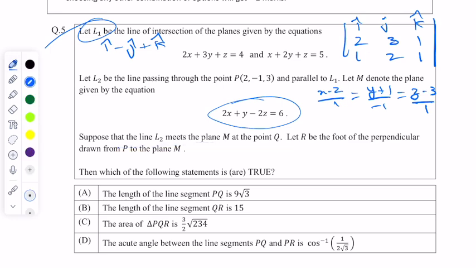L2 meets plane M at Q. Let R be the foot of perpendicular drawn from P to plane M. We'll draw the figure a little differently so that it looks better. Let's say this is what we are getting. This is the point P, and the line meets the plane at Q. R is the foot of perpendicular drawn from P.